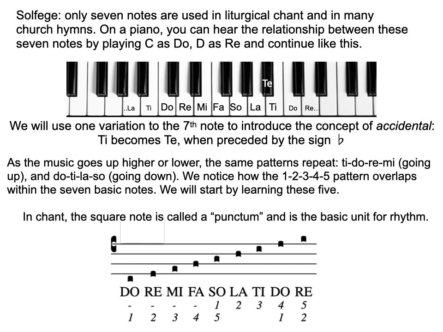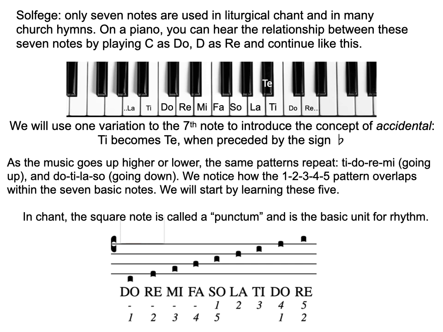Now, to learn to sing the music, to read the music of the Mass, only 7 notes really are needed. And those notes are do, re, mi, fa, sol, la, ti, do. On a piano, you can hear the relationship between these 7 notes. If I play do as the C and D as the re, so we have do, re, mi, fa, sol, la, ti, that's 7, and then we start again.